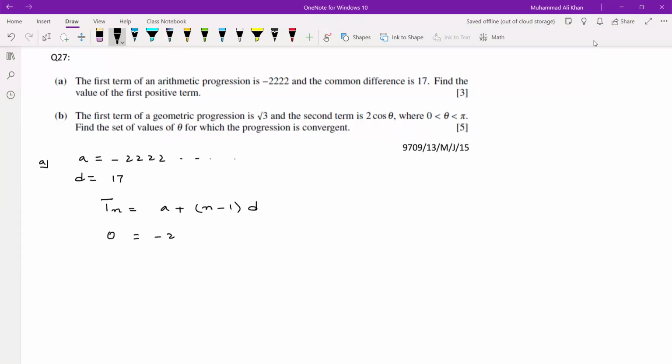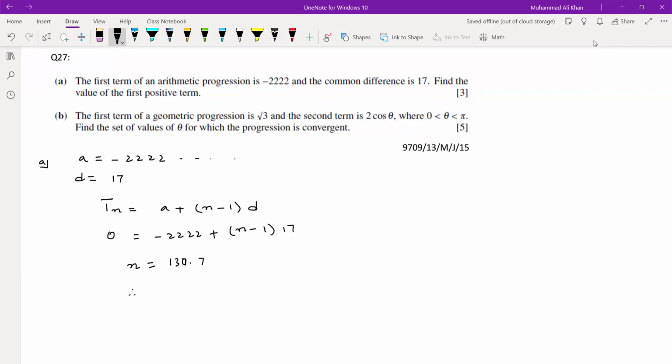What is a? -2.22 plus (n minus 1), and the common difference is 17. According to this, the value of n comes in decimal, 130.7. It is 130.7. So we find that 0 occurs at the 130.7th term, and after this the positive terms start.